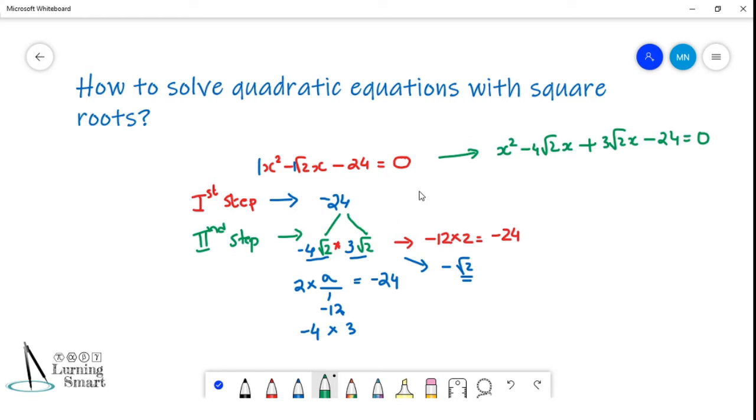To find the solution, x is what? Just write them, 4 root 2 and 3 root 2. Just change this sign. Minus becomes plus, and here it's plus becomes minus. So these are the two solutions of this equation. X equal to 4 root 2 and x equal to minus 3 root 2.